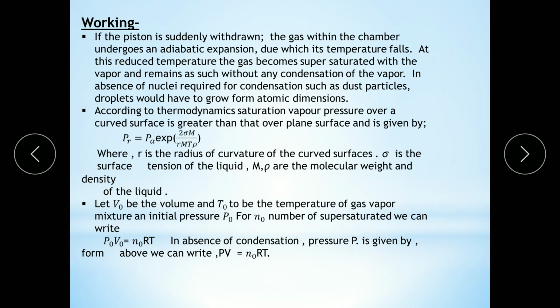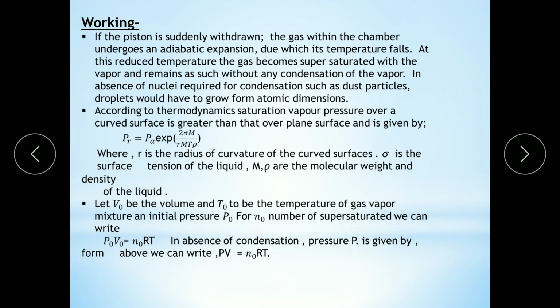Here also, as we placed air, gas plus volatile liquid vapor, some percentage is already clear in that. But when the piston is withdrawn, the volume changes and that mixture becomes supersaturated due to that vapor, and remains as such without any condensation of vapor. And as that mixture is supersaturated with that vapor, it cannot condense any more vapors.